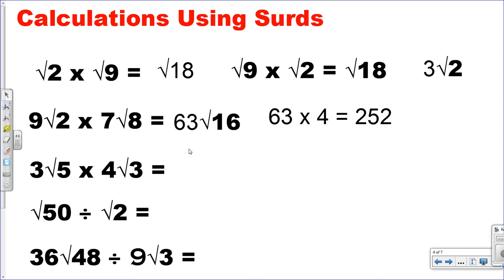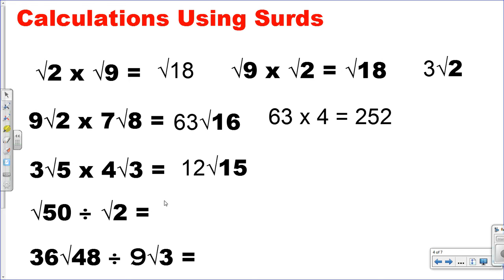Again, we've got numbers outside the square root symbol. So 4 times 3 is 12, and 5 times 3 is 15. So you've got 12 square root 15. Can we square root 15? No, we can't. We leave that number as it is.